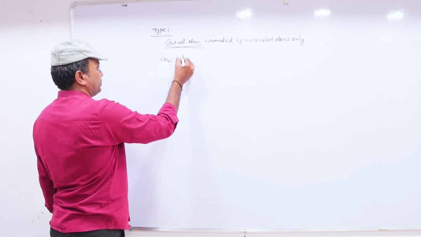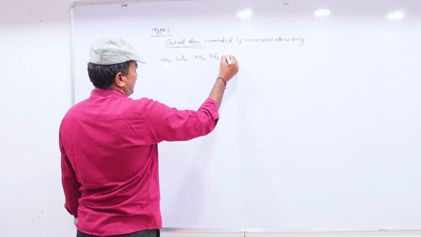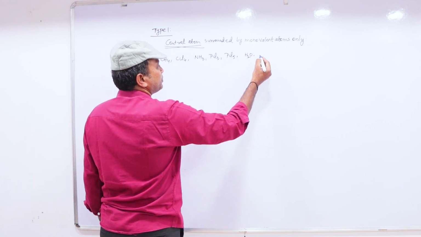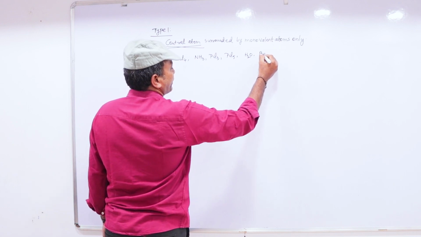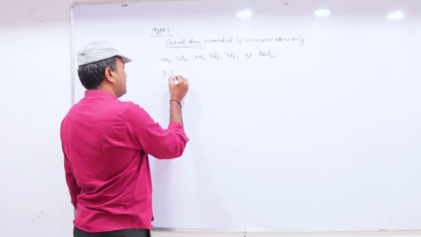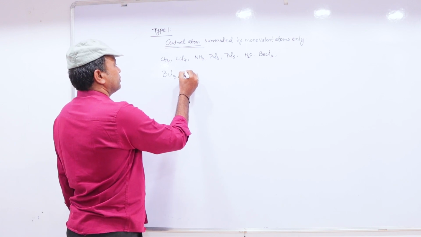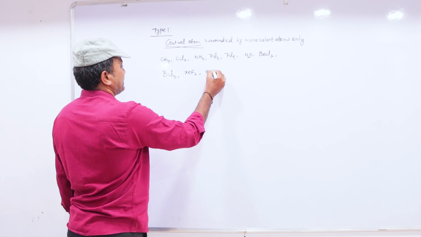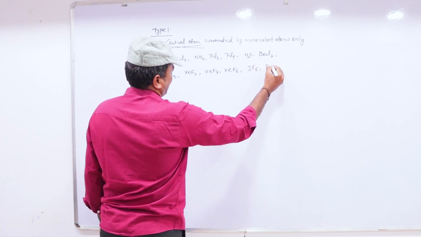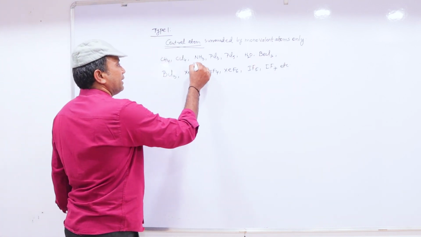Examples: CH4, CCl4, NH3, PCl3, PCl5, H2O, BeCl2, BCl3, XeF2, XeF4, XeF6, IF5, IF7, etc. I will use one example, NH3.